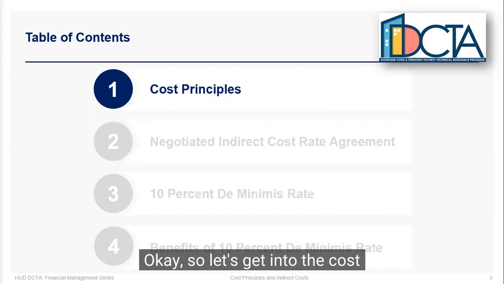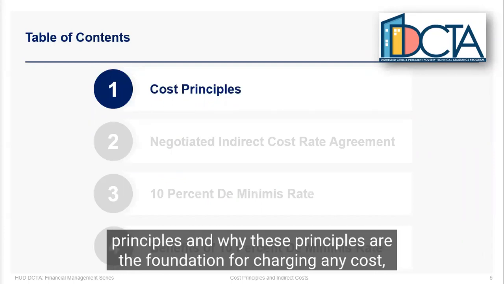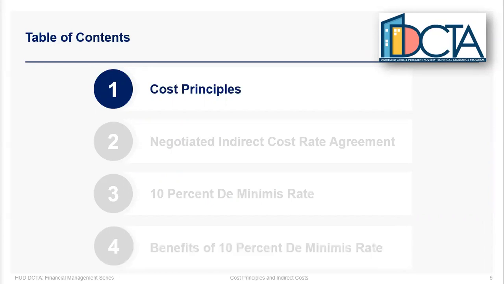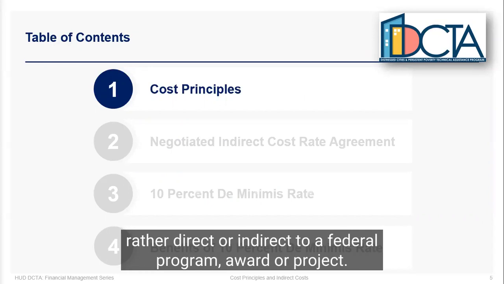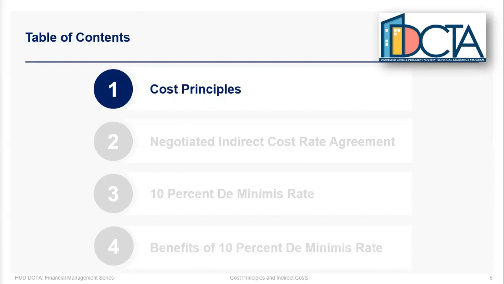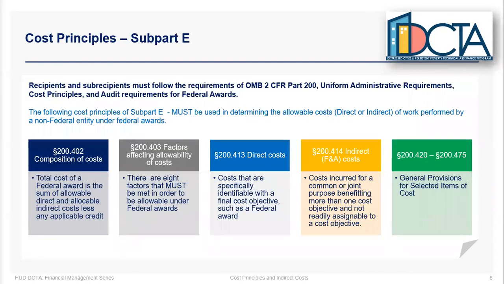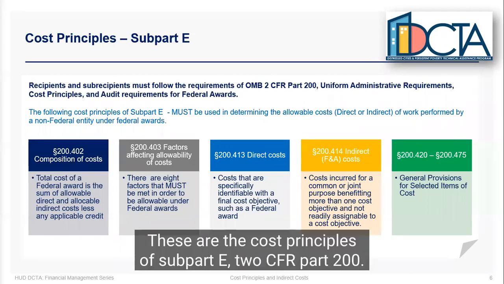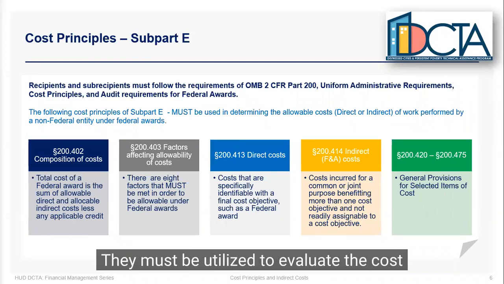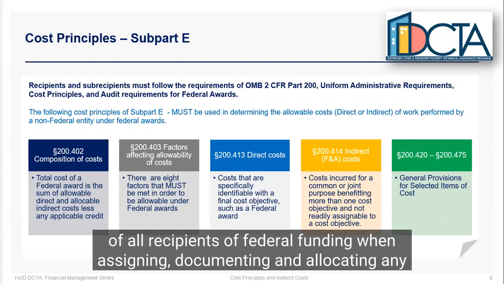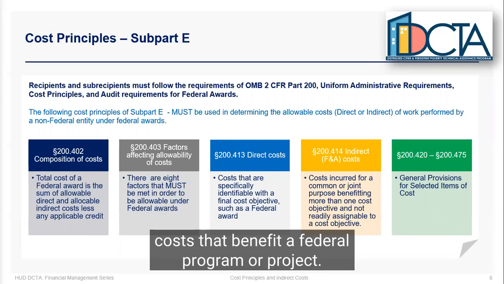Okay, so let's get into the cost principles and why these principles are the foundation for charging any cost, whether direct or indirect, to a federal program, award, or project. These are the cost principles of Subpart E of 2 CFR Part 200. They must be utilized to evaluate the cost of all recipients of federal funding when assigning, documenting, and allocating any costs that benefit a federal program or project.